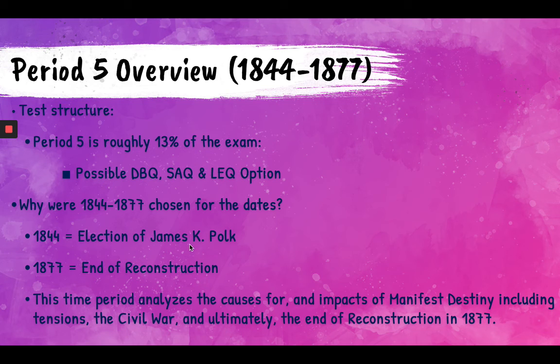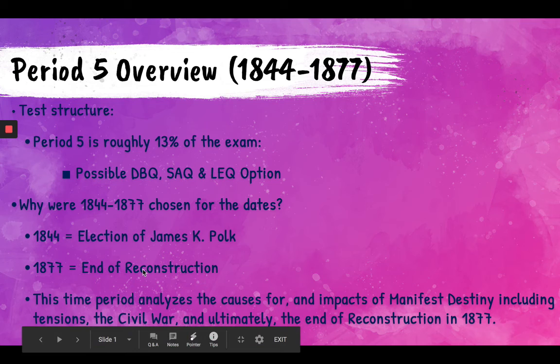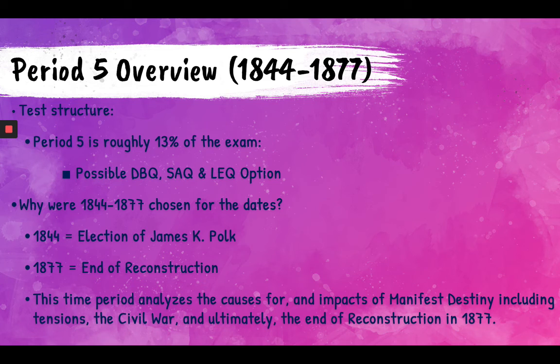So we start with the election of James Polk. So we'll talk about more land acquisitions, the Compromise of 1850, the Kansas-Nebraska Act, and John Brown and all of the abolitionists. And then we'll end with Reconstruction. So not just the end of the Civil War, but the end of the formal Reconstruction period.